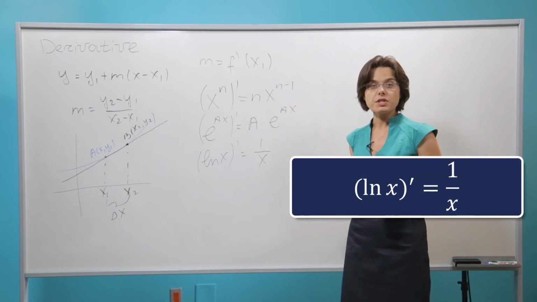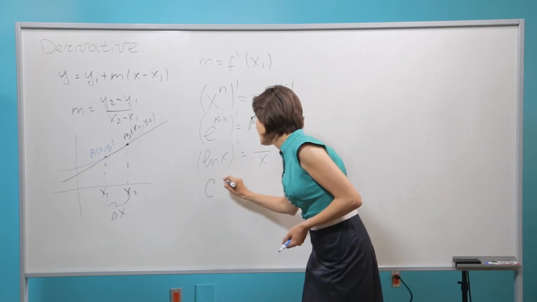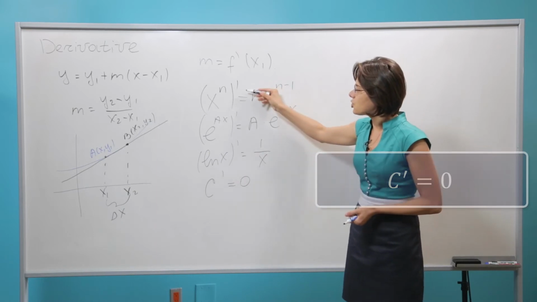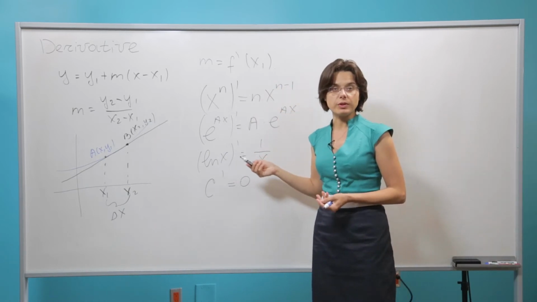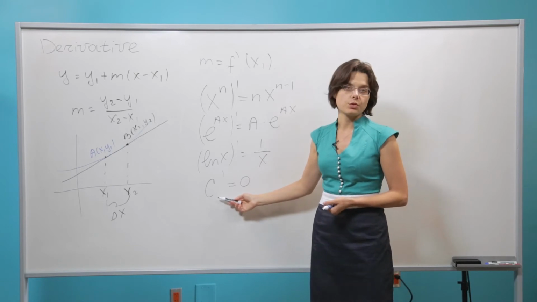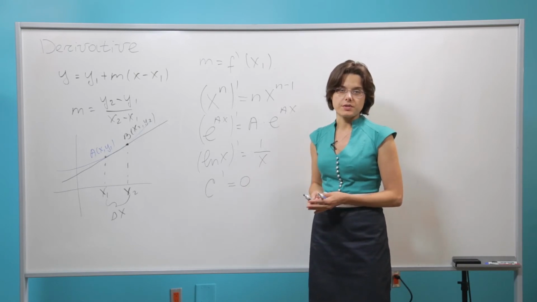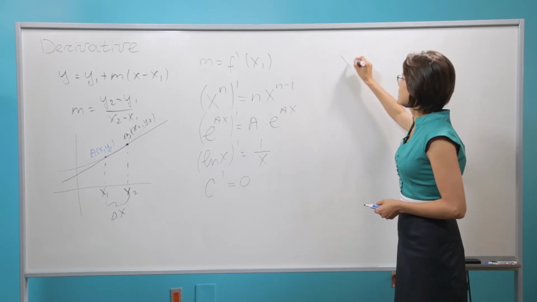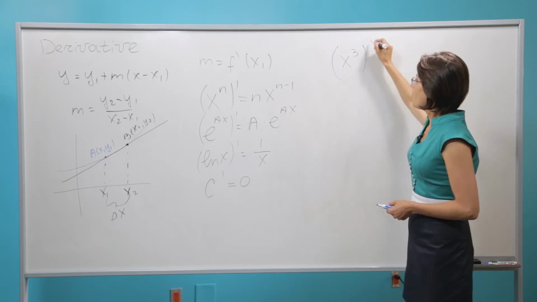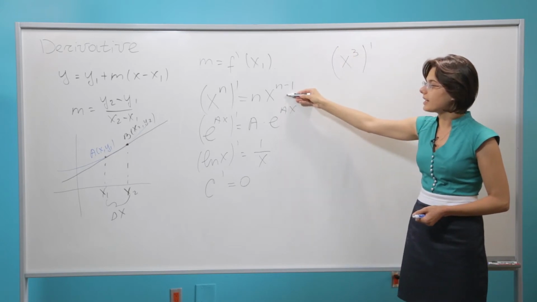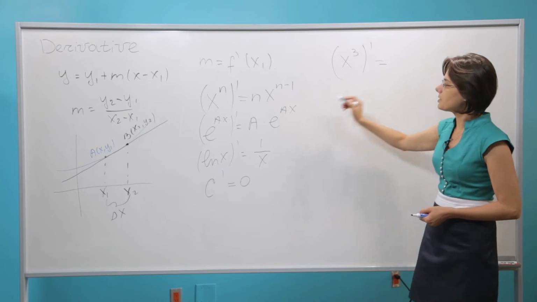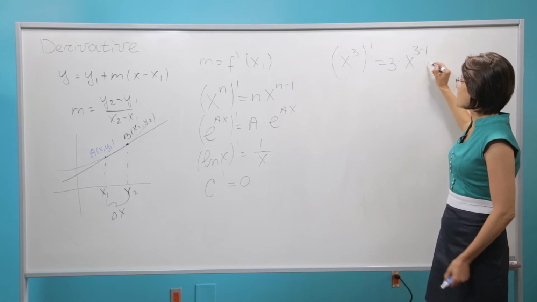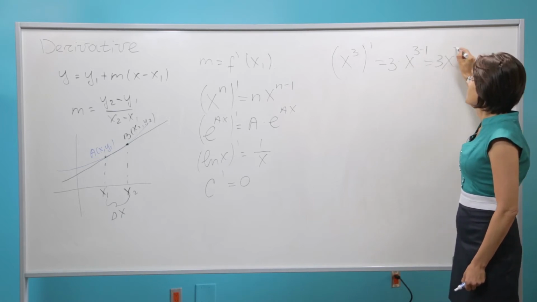And then the derivative of a constant is always 0. So if I have some constant c, the derivative of it is always equal to 0 when we differentiate with respect to variable x. Constant c has nothing to do with variable x, so the derivative is 0. Let's do some examples. If we want to differentiate x cubed, I have to use the following formula with n equal to 3. So what do we have? By this formula, it will be 3 times x to the power of 3 minus 1, which is 3x squared.